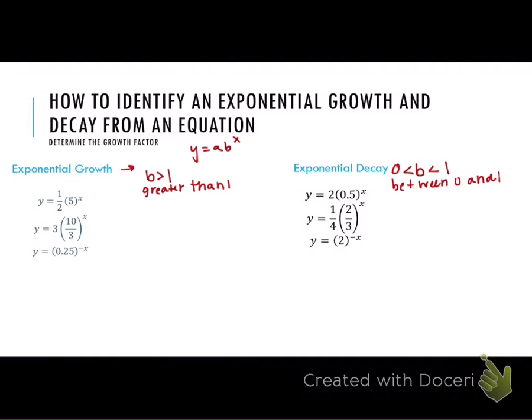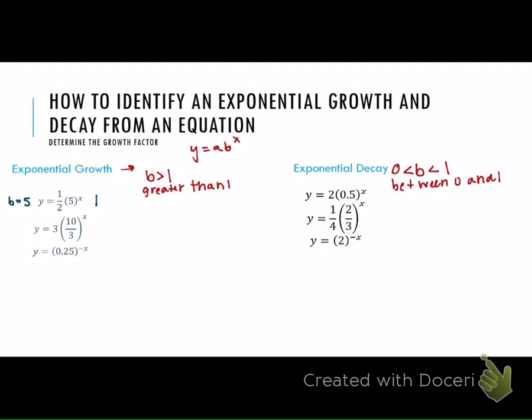So Iris, in this one, what is my b value? If you're looking at y equals ab to the x, which one is your b value? 5. 5 is your b value. So you have to ask yourself, is 5 greater than 1? Yes. Yeah, so that's why this is growth, because 5 is greater than 1.